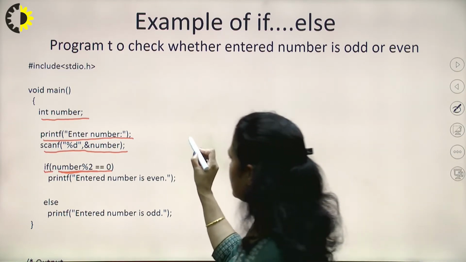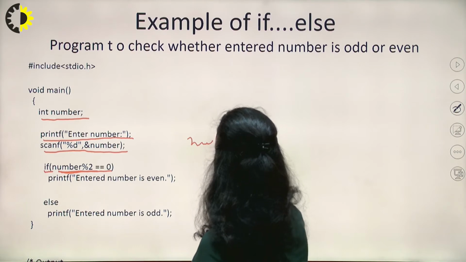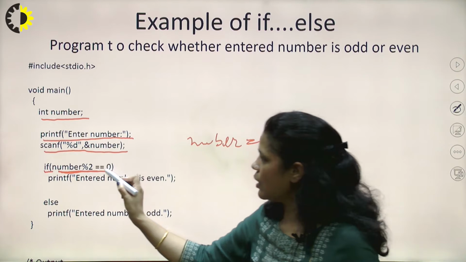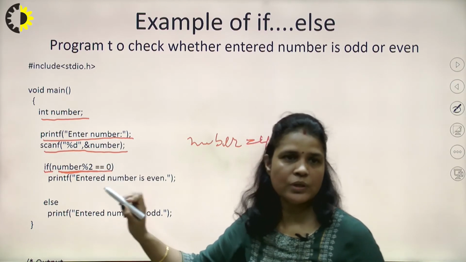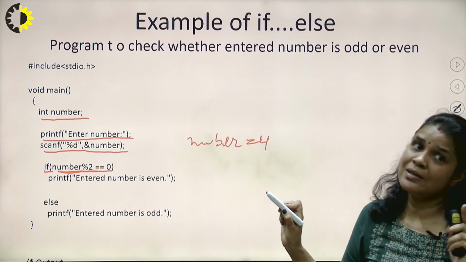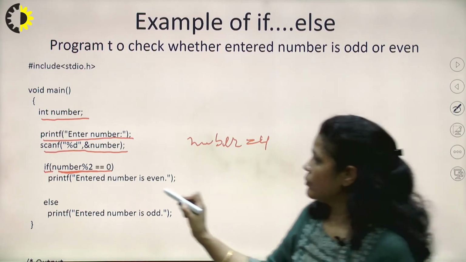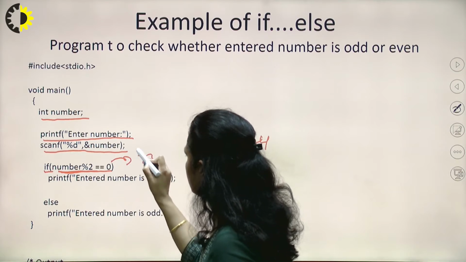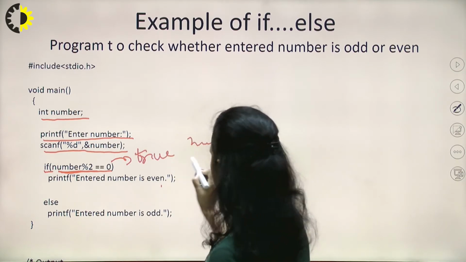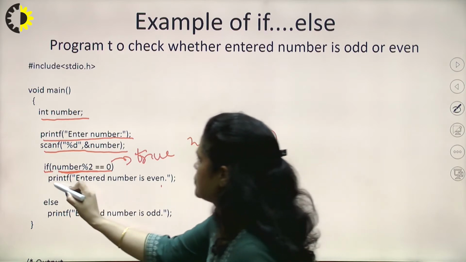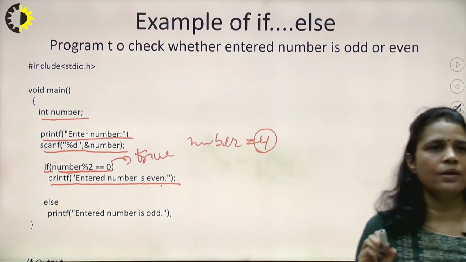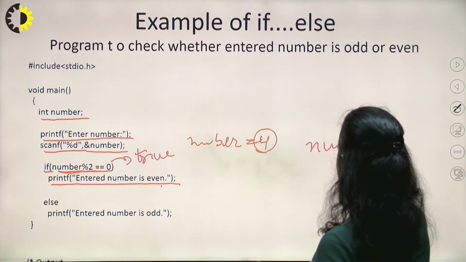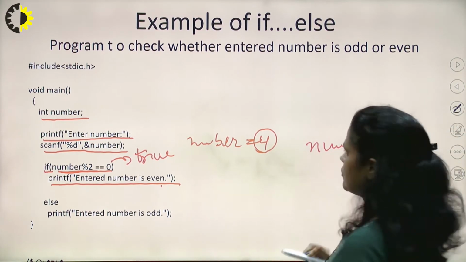Let's suppose we have 4 in the number variable. If we take modulus with 2, what is the remainder? We'll get the remainder 0 that time. So this condition comes true when the number is 4. So what will be printed? Entered number is even.